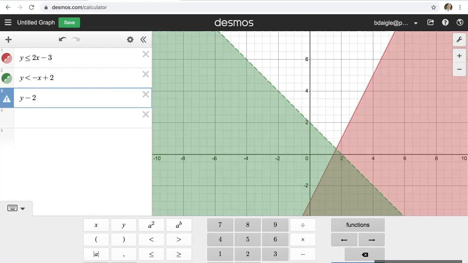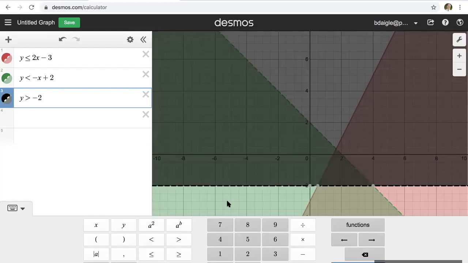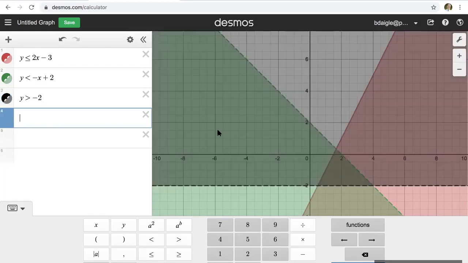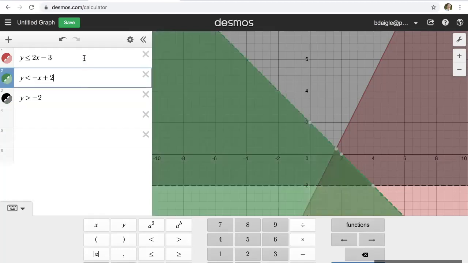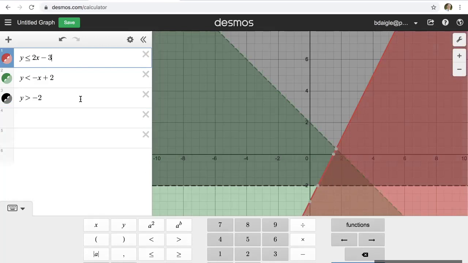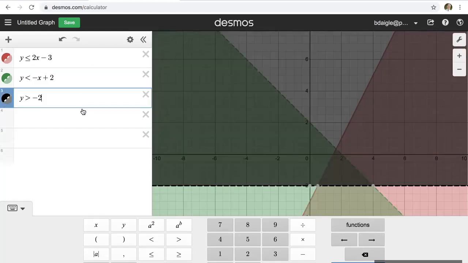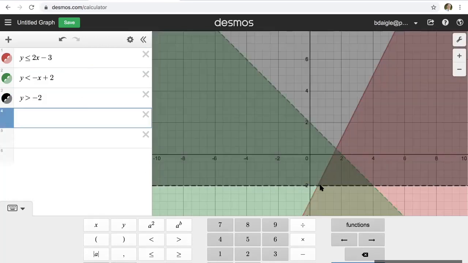And yeah, it's giving me a choice here. Let's say y is greater than -2. And now I have the intersection of three half planes. I have the green, I have the red, and I have the black. The overlapping area is a triangle, and this is the solution set for the system of three inequalities. This is also known as the feasible region.